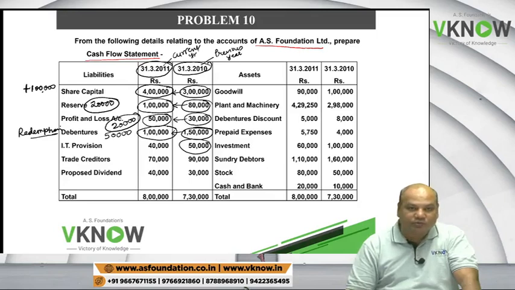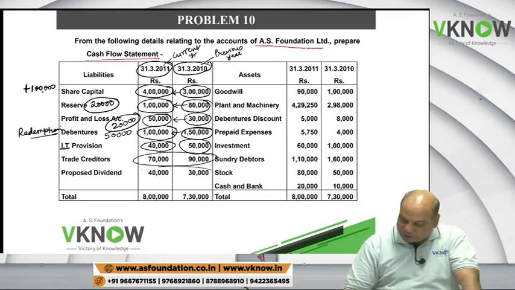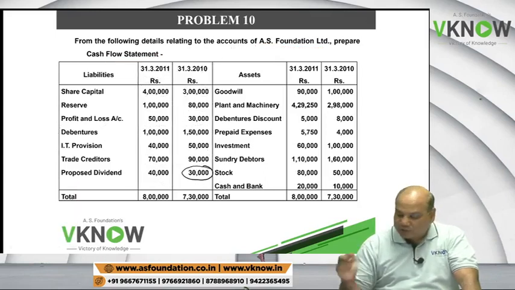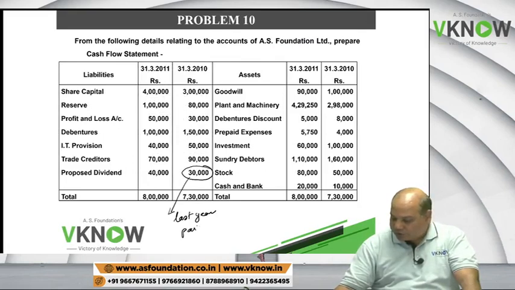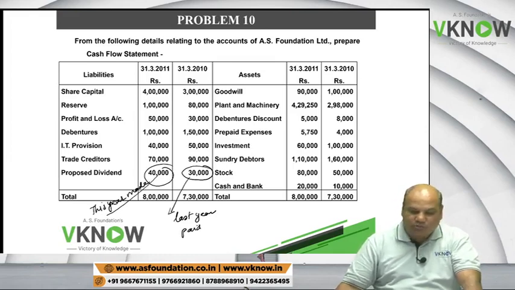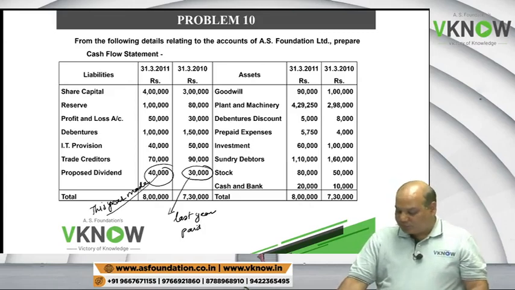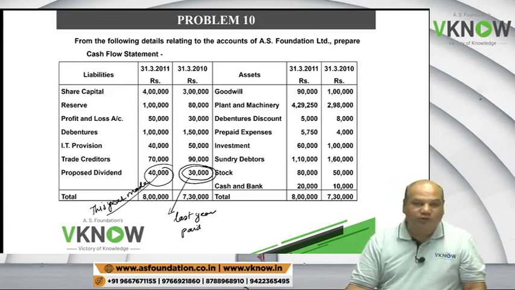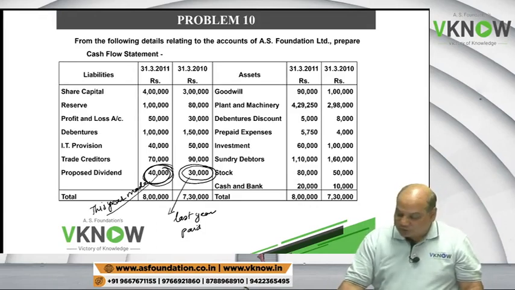Income tax provision, closing and opening is given. This is IT, means income tax. Creditor, again proposed dividend. For proposed dividend, if nothing is given, last year paid, this year made. Last year paid will go to financing activity. This year provision made, add back in adjustment.